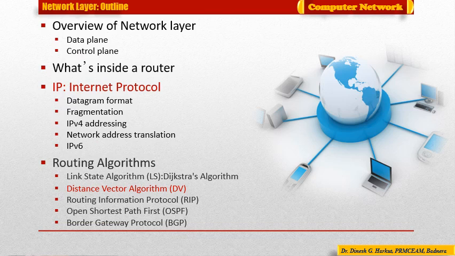A global or centralized routing algorithm computes the least cost path between source and destination using complete global knowledge about the network, as we have seen in Dijkstra's link state algorithm. Whereas in a decentralized routing algorithm, the calculation of the least cost path is carried out in an iterative and distributed manner, as in the case of the distance vector algorithm, which we'll explore now.